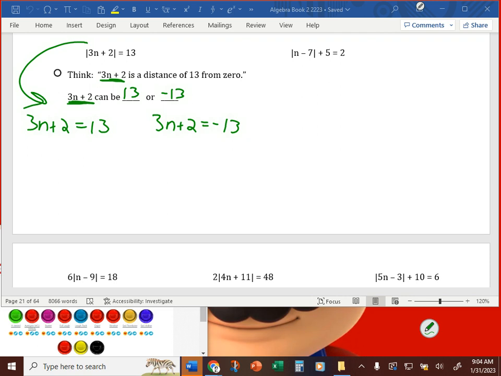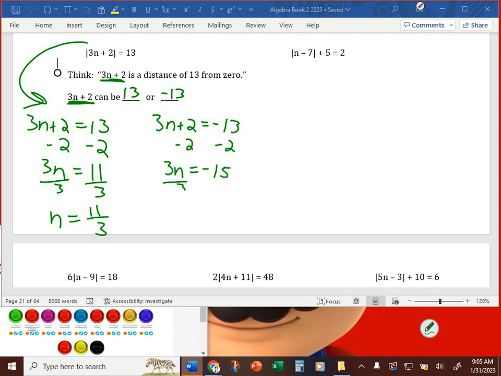That's the thought process. Then you go ahead and solve this using opposite operations because now the bars are gone. You have 3n equals 11. Divide both sides by 3. n is 11 thirds. It's ugly, but it's there. The next one, subtract 2 from both sides. 3n equals negative 15. Divide by 3. n is negative 5. Those are your two solutions. Questions on that one?